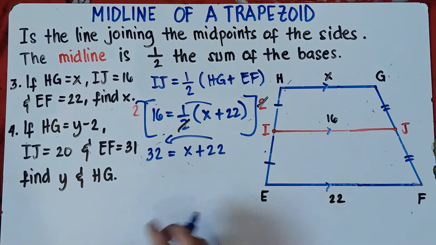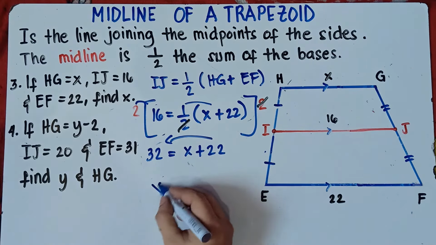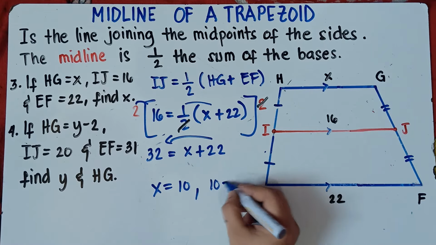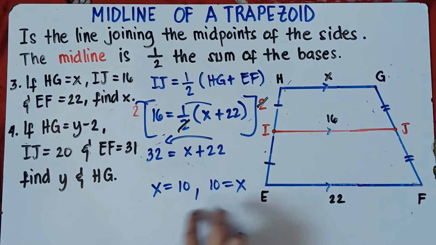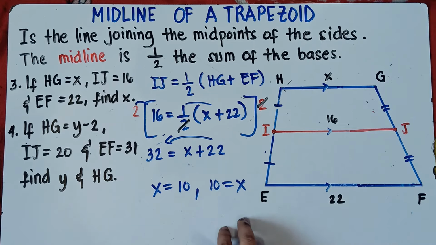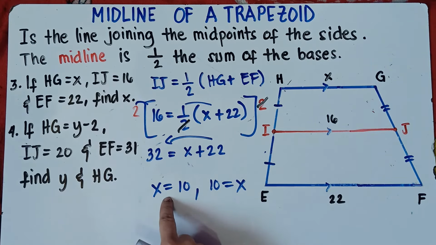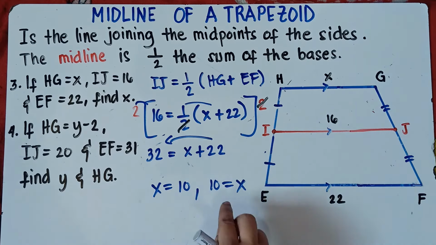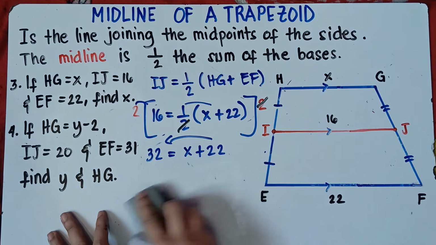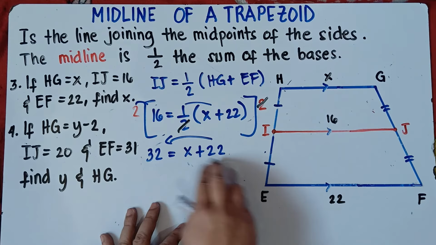Just remember this one, class: x equals 10 is just the same as 10 equals x. Always remember this one, especially in algebra. It doesn't matter if your x value is on the left side of the equal sign or on the right side of the equal sign. That's actually the same, class. So the thing that we will do is simply transpose 22 from right to left.